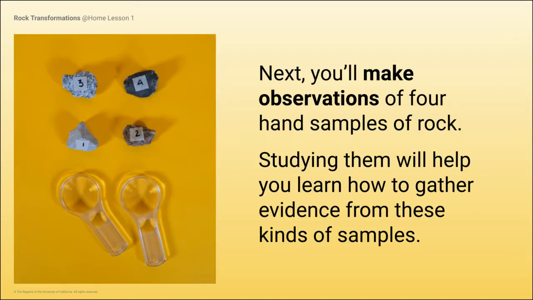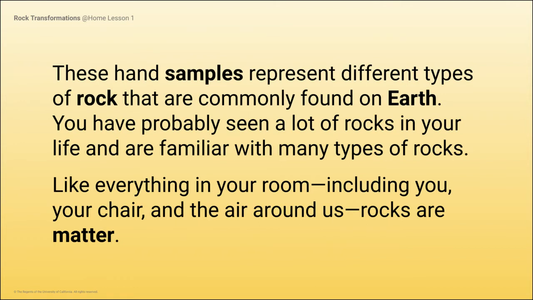Okay, so next you'll make observations on 4 hand samples of rock. Studying them will help you learn how to gather evidence from these kinds of samples. So normally these would be sitting on your table. These hand samples represent different types of rock that are commonly found on Earth. You have probably seen a lot of rocks in your life and are familiar with many types of rock.